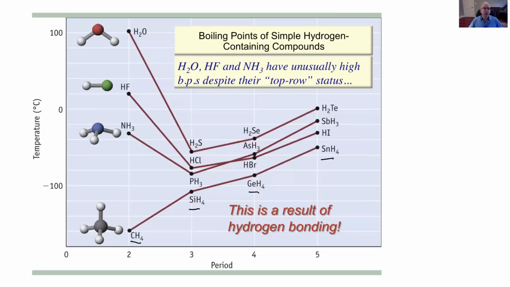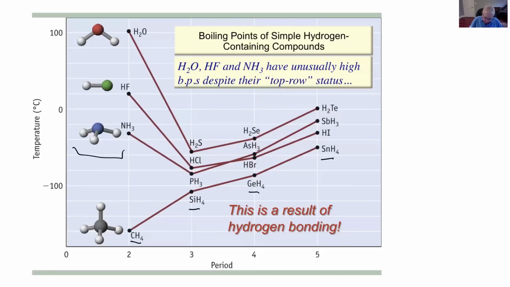In the other three plots, you'll notice something unexpected happens: on the left-hand side, the lightest members of each one actually have the highest boiling points. Those are ammonia, HF, hydrogen fluoride, and H2O, or water. Those three substances all have anomalously high boiling points. In general, we would expect those boiling points to be the lowest in their respective lines. Think about what that would mean.